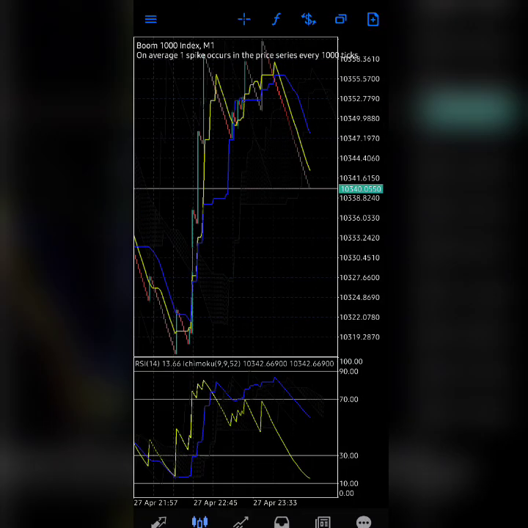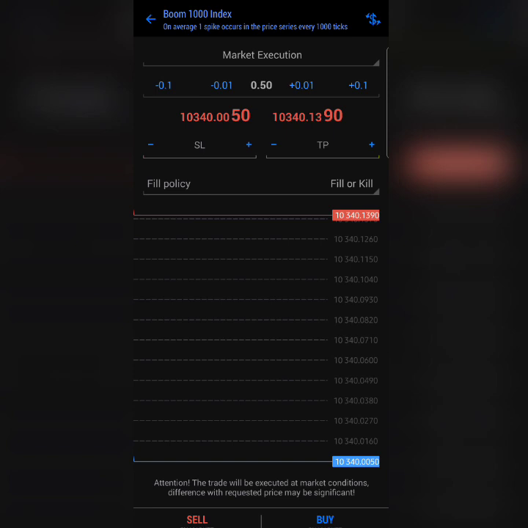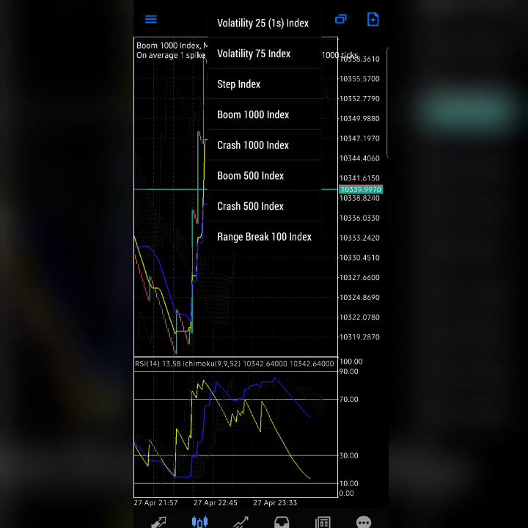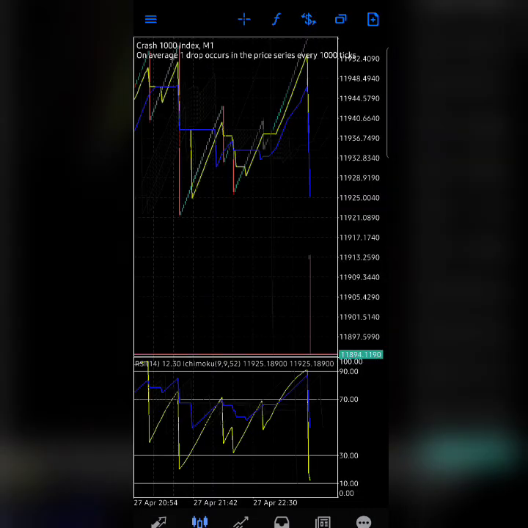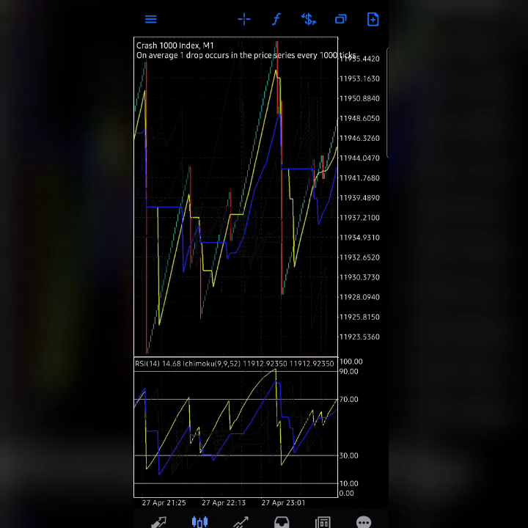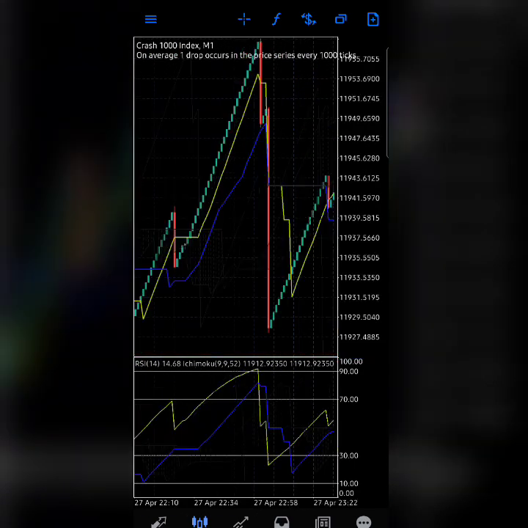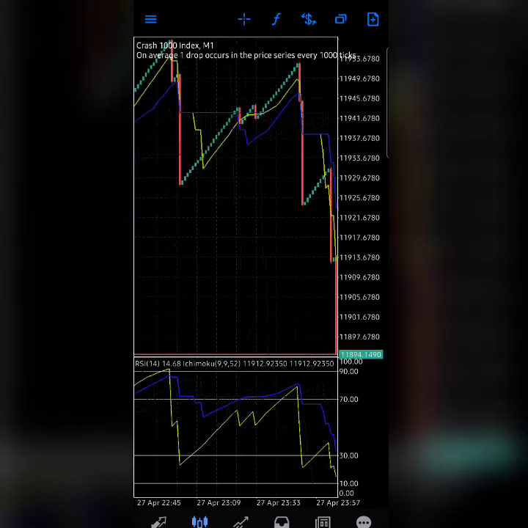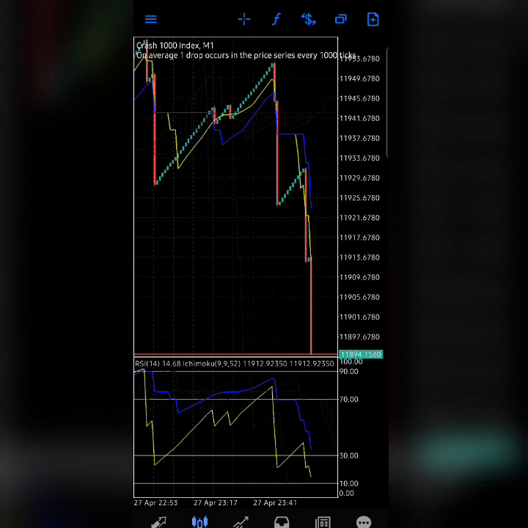So I'm going to show you, let me do this with crash. Now obviously we all know that the crash is always an inverted form of the boom 1000. Now this is a crash 1000. You can also do this with the crash 1500 and 500. So since it's an inverted form, let me take my time on here.